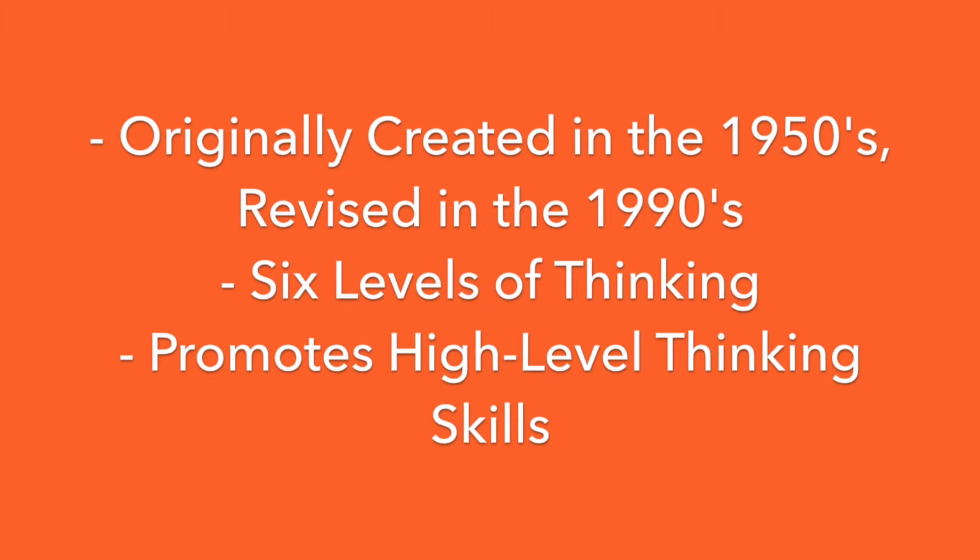The original Bloom's taxonomy was created in the 1950s. However, it was later revised and became Bloom's new taxonomy in the 1990s. Both versions comprise 6 levels of thinking and promote high-level thinking skills. Let's take a look at the similarities and differences between the old and new Bloom's taxonomy.